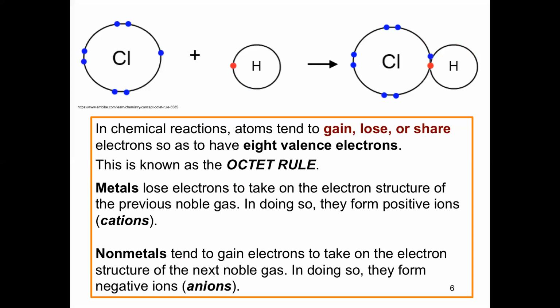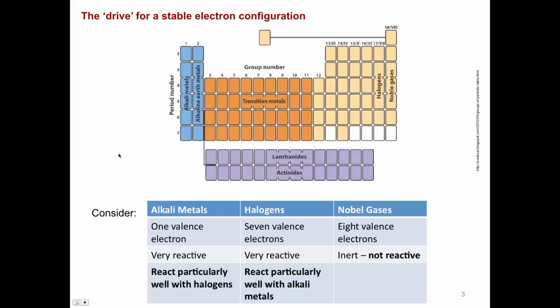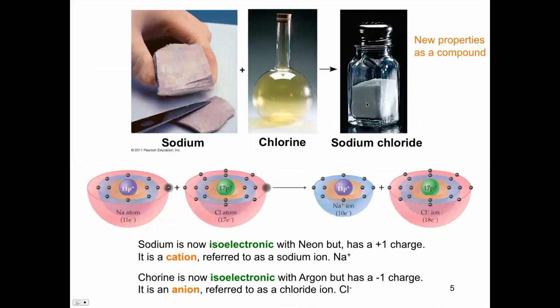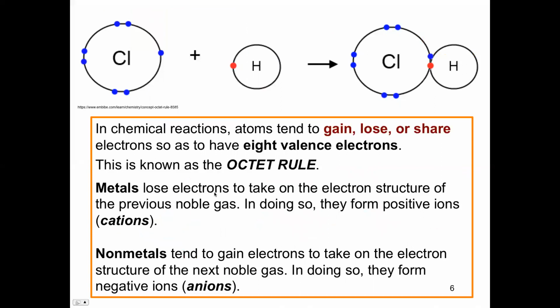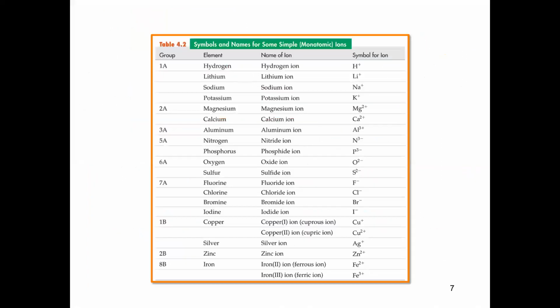So when we look at this, our metals tend to want to lose electrons, whereas on this side, the halogens, our nonmetals, tend to want to take on electrons. So metals will lose electrons to take on the electron structure of the previous noble gas, and in so doing, they form positive ions or cations. And nonmetals tend to want to gain electrons and take on the electron structure of the next noble gas, and in so doing, they become negative ions or anions. So you can almost predict a lot of the charges that the metals and nonmetals will have.